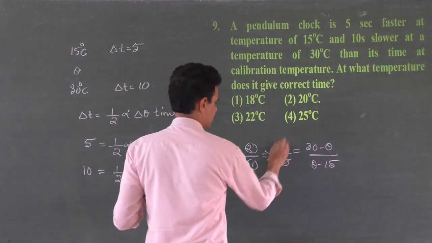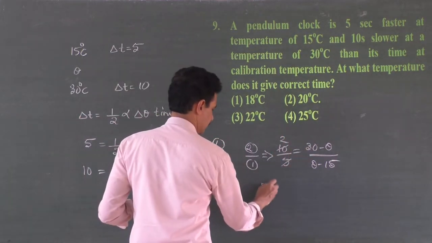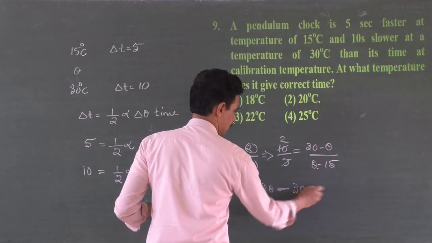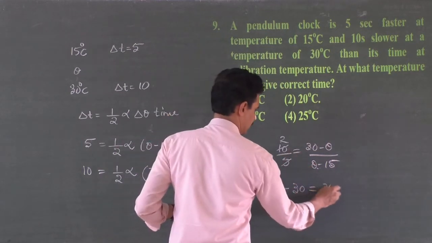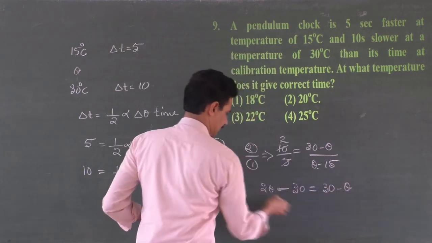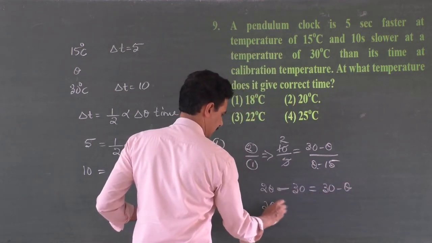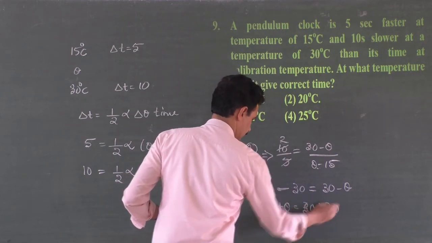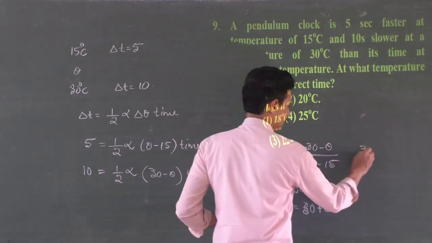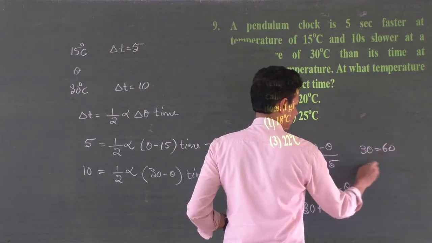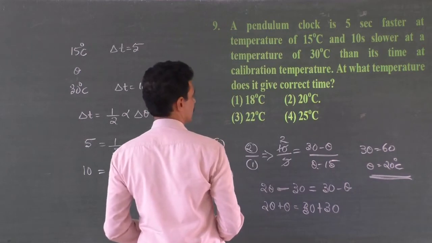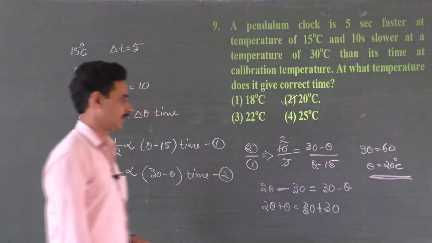So this is 2 times. Cross multiplication: 2 theta minus 30 is equal to 30 minus theta. I'll bring this here. 2 theta plus theta is equal to 30 plus 30. 3 theta is equal to 60. Theta is equal to 20 degrees Celsius. This is the answer, right?